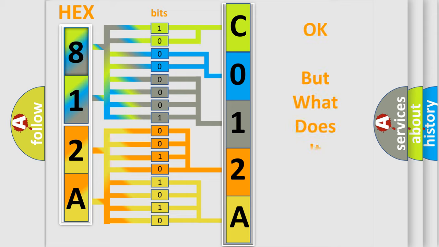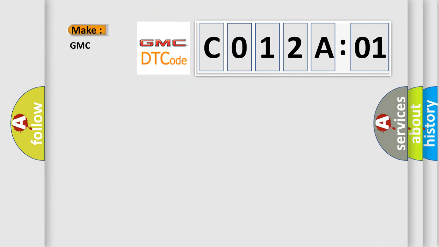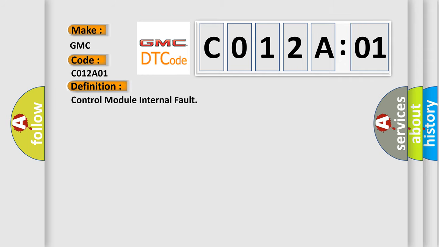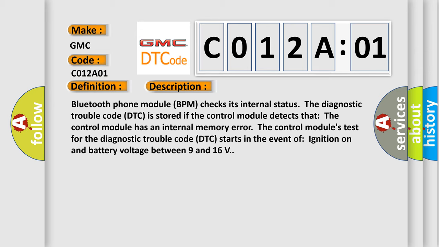The number itself does not make sense to us if we cannot assign information to what it actually expresses. So, what does the Diagnostic Trouble Code C012A-01 specifically mean for GMC car manufacturers? The basic definition is: control module internal fault. And now this is a short description of this DTC code. The Bluetooth phone module BPM checks its internal status.